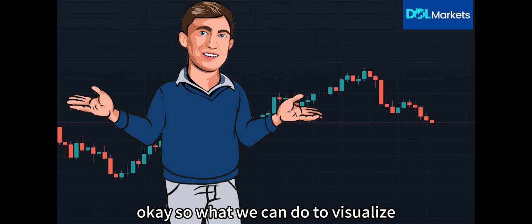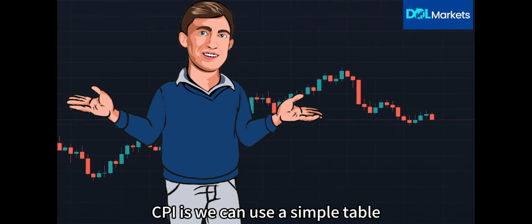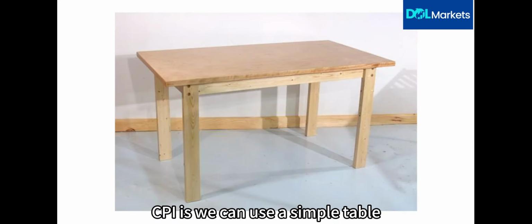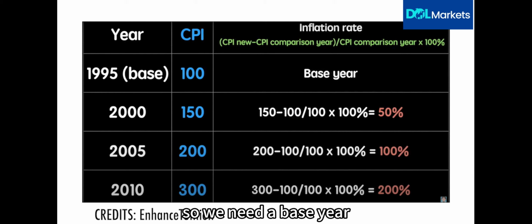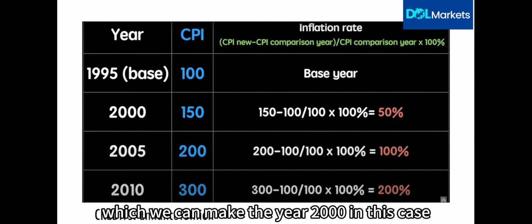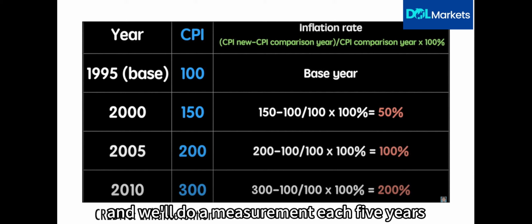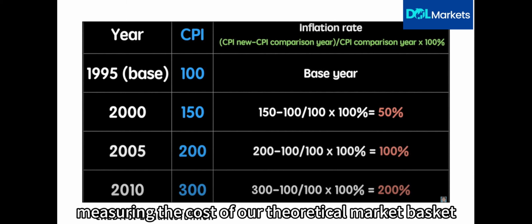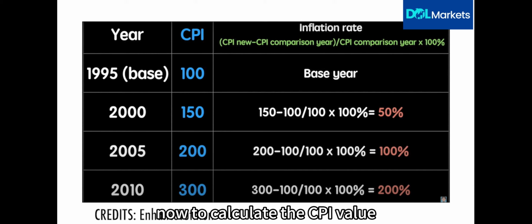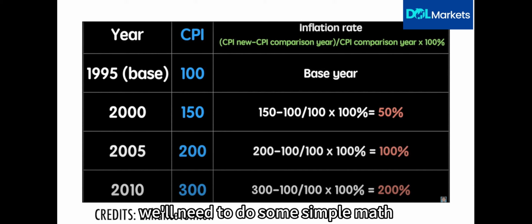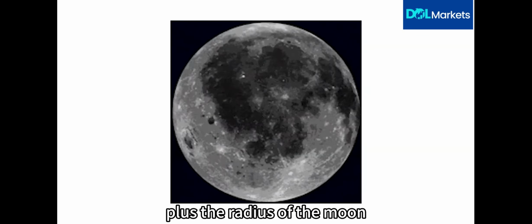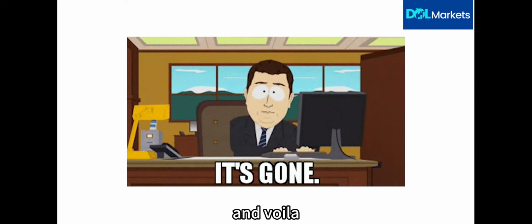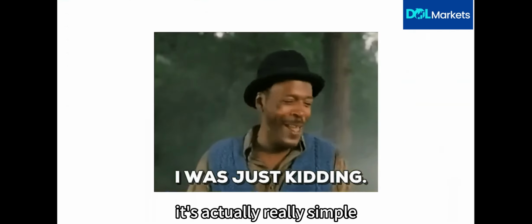It's kind of crazy. Okay, so what we can do to visualize CPI is we can use a simple table. No, wrong table. There we go. Okay, so we need a base year, which we can make the year 2000 in this case, and we'll do a measurement each 5 years, measuring the cost of our theoretical market basket. Now, to calculate the CPI value, we'll need to do some simple math. Don't worry, it's nothing crazy. Computing the distance from the sun plus the radius of the moon divided by the number of losing traders, and voila. Nah, just kidding. It's actually really simple.